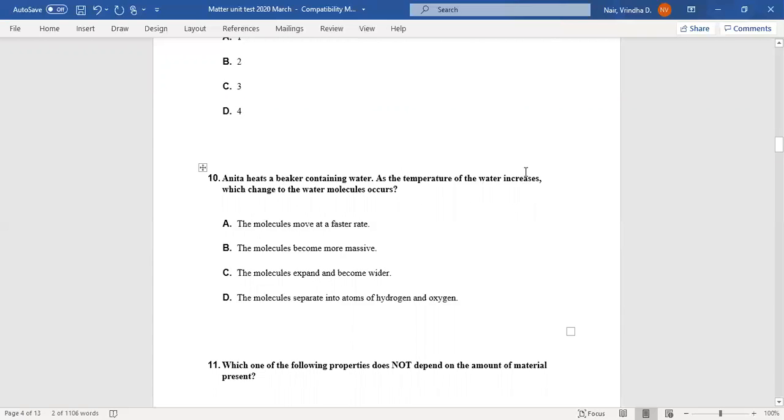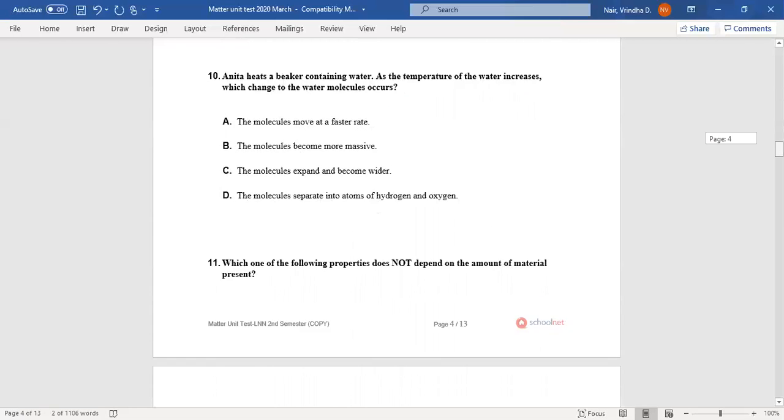Anita heats a beaker containing water. As the temperature of the water increases, which change to the water molecule occurs? The molecules move at a faster rate, the molecules become more massive, the molecules expand and become wider, the molecules separate into atoms of hydrogen and oxygen.